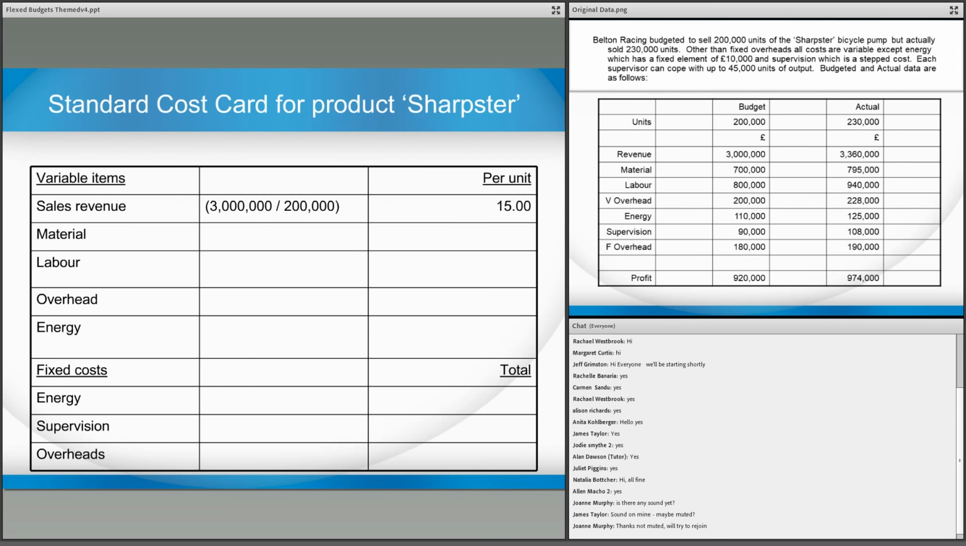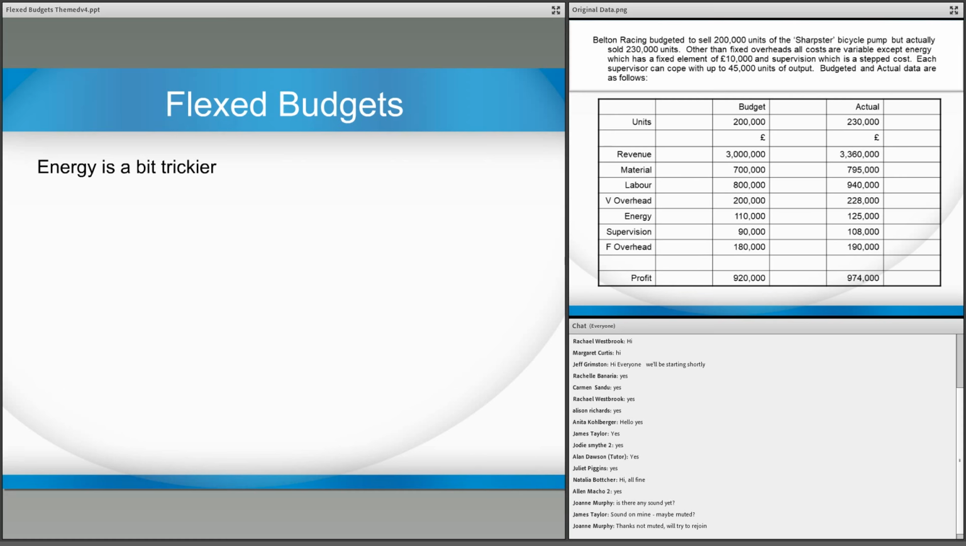Put a working in the middle just as a reminder of how we got these figures. Sales revenue, there's our material, there's our labour, there's our variable overhead. So 4 items down. What's next? Energy. Now energy is a bit trickier.